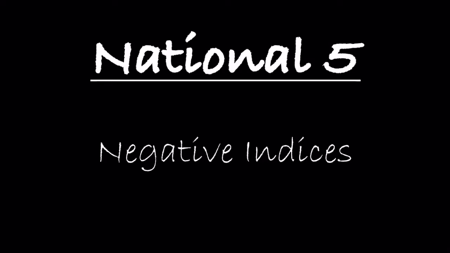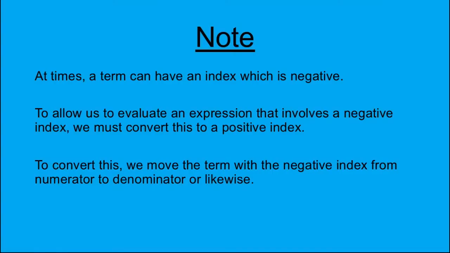This lesson will focus on negative indices from National 5. At times, a term can have an index which is negative. To allow us to evaluate an expression that involves a negative index, we must convert this to a positive index. To convert this, we move the term with the negative index from numerator to denominator, or likewise.